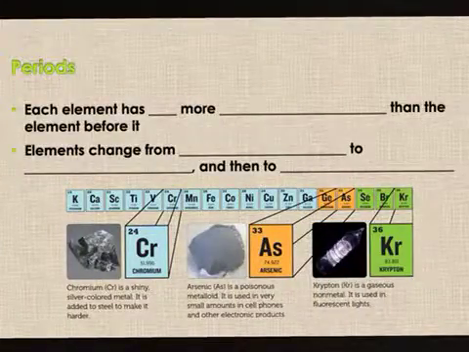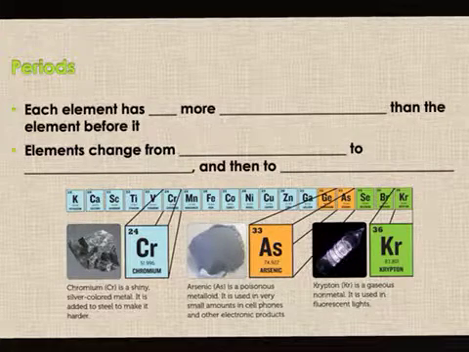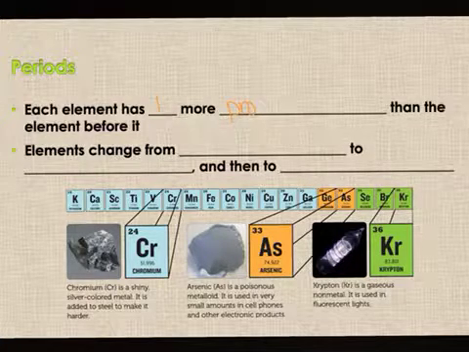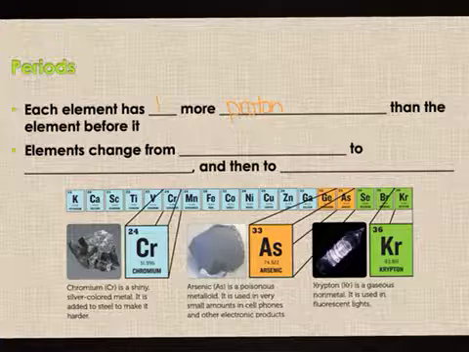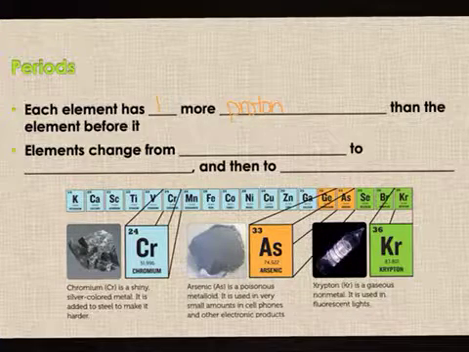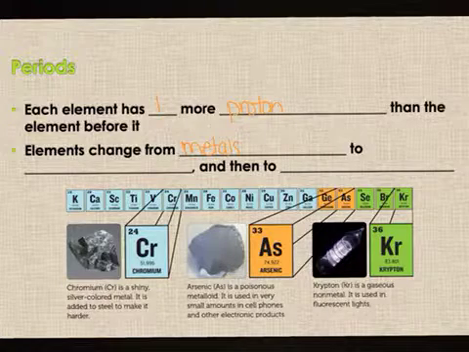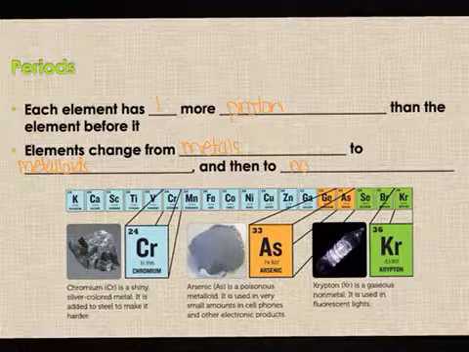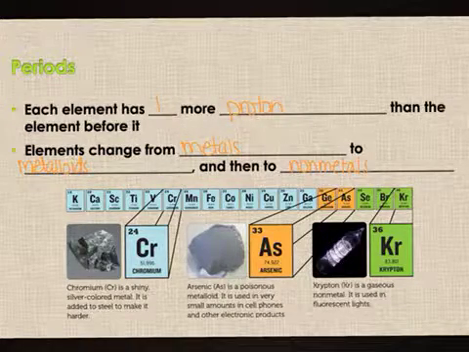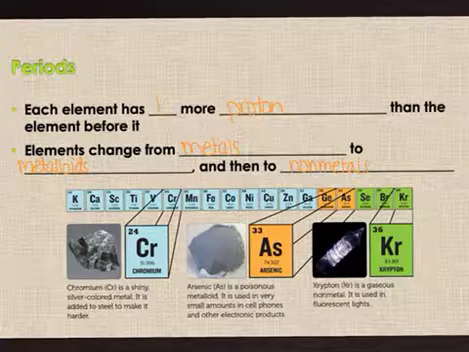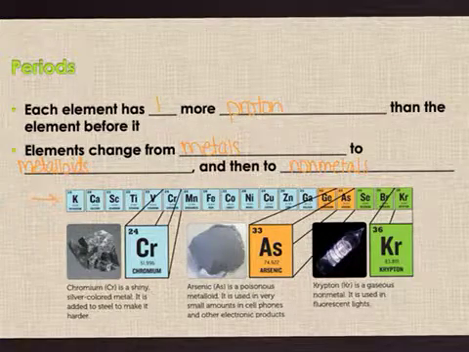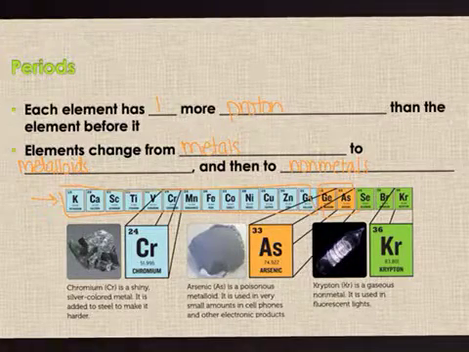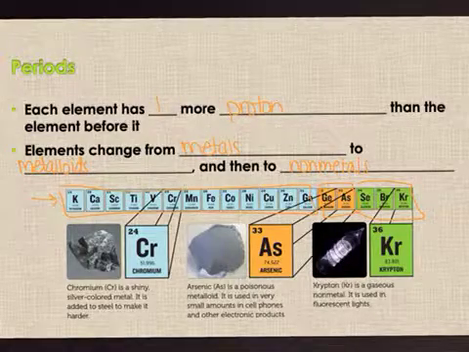So each element in each period contains 1 more proton than the element before it. So that's that increasing. Elements change from metals to metalloids, and then lastly to nonmetals as you move across a period. So notice here we have the period starting with potassium. We start with the blue metals, and then it transitions to the metalloids, and then lastly we have the nonmetals.